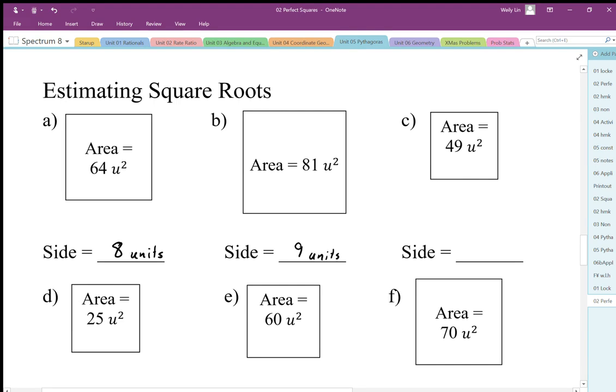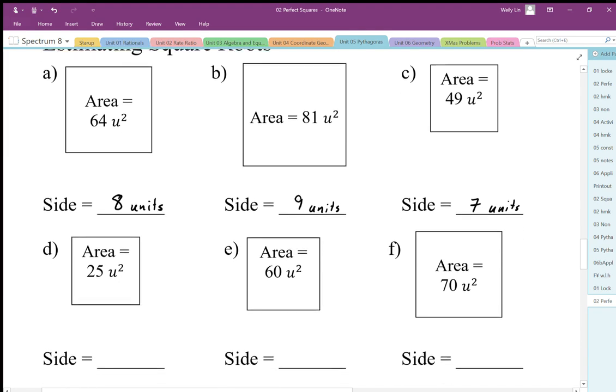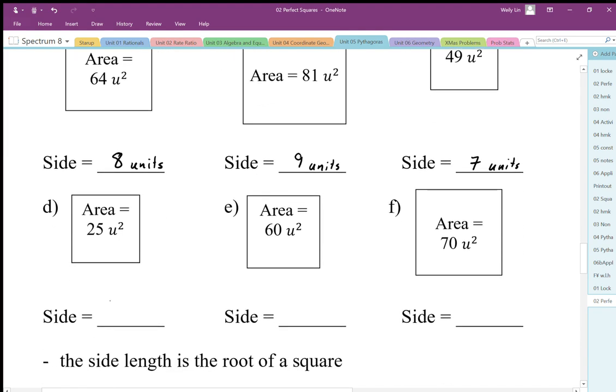So for C, it's 49. Again, 49 is a perfect square. So I can just say that there are 49 squares in here, so there's 7 units along the edge. 25 is going to be from a side length of 5 units. If I draw 5, 1, 2, 3, 4, I can count 25 squares in there. There's 5 layers of 5, which gives me the 25 squares.